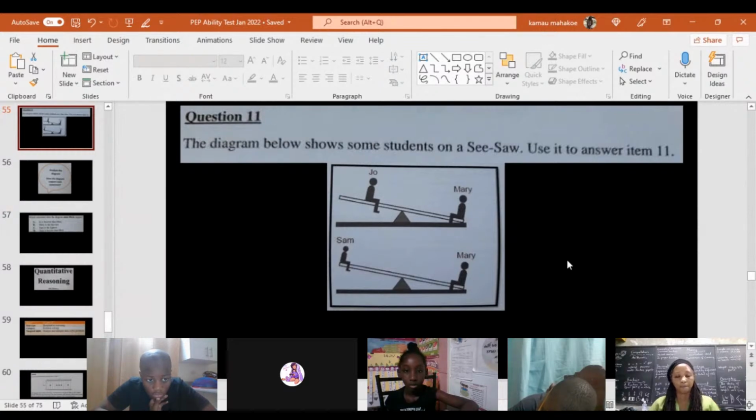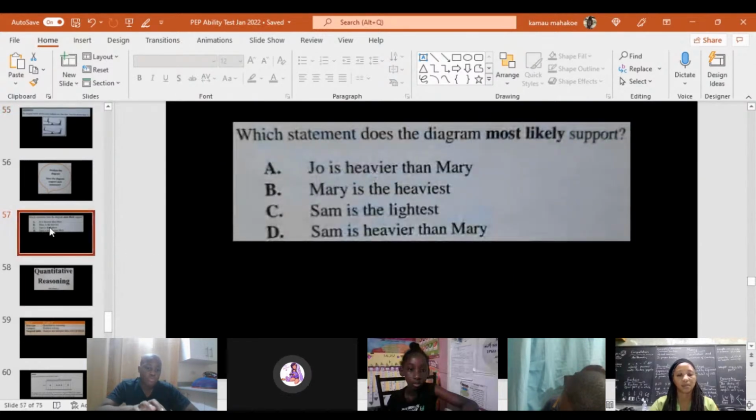Miss, because first Joe went on the seesaw, Mary brought the seesaw down, and Joe is still up. So that means Mary is heavier than Joe. And Sam went on the seesaw. Mary still brought the seesaw down, and Sam is up in the air. That means Mary is heavier than Sam too. So that means Mary is heavier than Sam and Joe, so Mary is the heaviest.